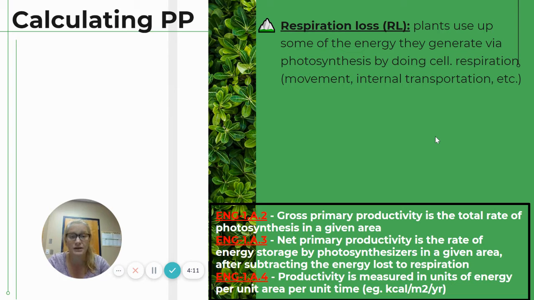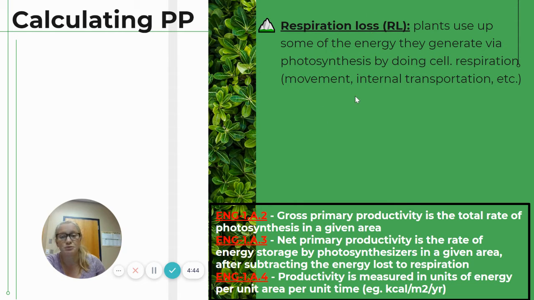On Tuesday last week, we talked about how plants have to do cellular respiration as well. It's a common misconception that plants only do photosynthesis, when they actually do cellular respiration because they're using the sugar they created through photosynthesis to help them grow, for movement and internal transportation, because they have to transport water all the way up from their roots to the tops of their flowers, or all the way up from their roots to the top of the tree. They have to do cellular respiration so that they can use that energy to complete those tasks.